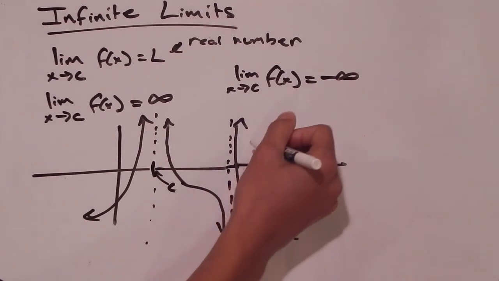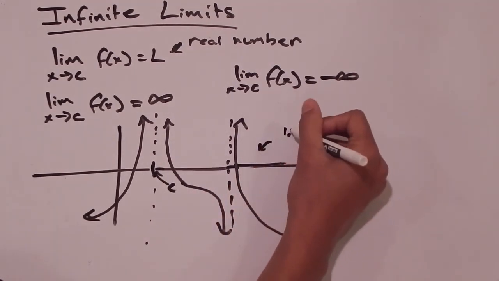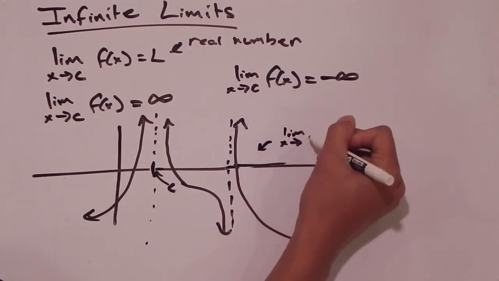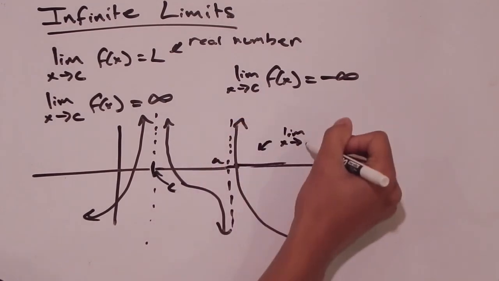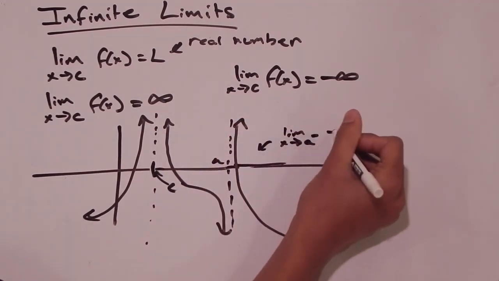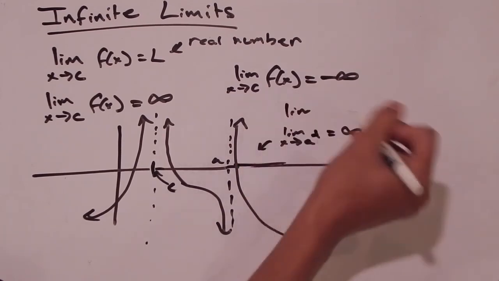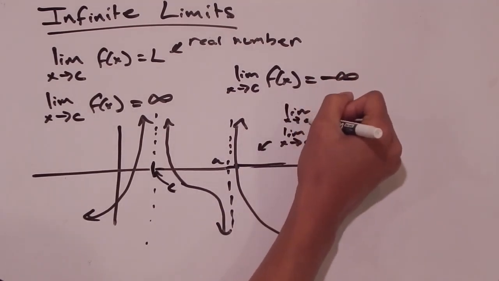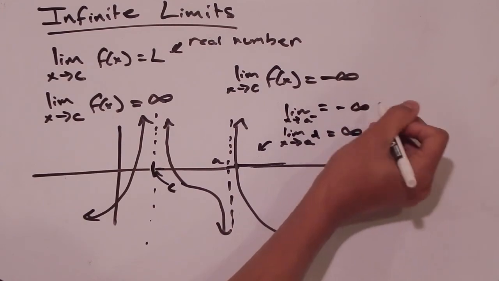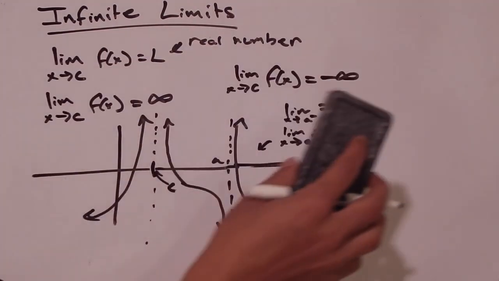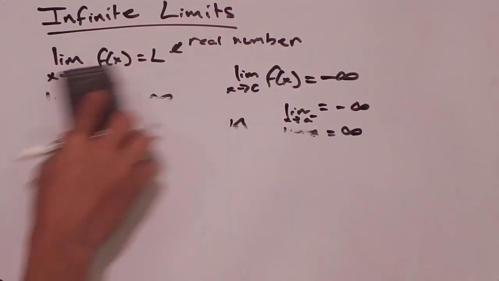So as we're coming in from the right here, we would say the limit as x approaches, let's call this point a, from the right is going to be infinity, but as it's approaching a from the left, it's going to be negative infinity. So we're going to talk about all that and go ahead and try and define it.